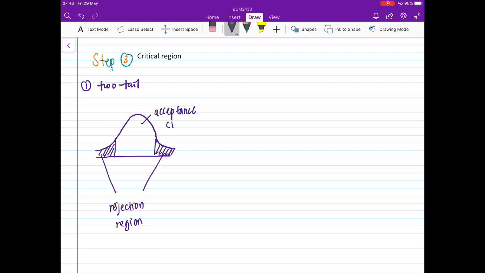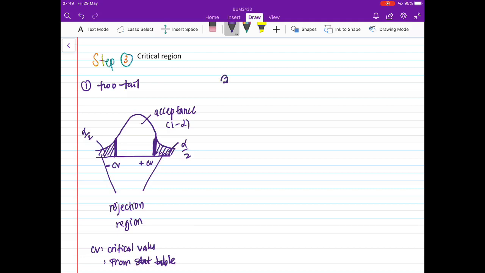Here is where your 1 minus alpha is located. Here is your alpha over 2, and here is your alpha over 2. How about the boundary that separates the acceptance region and the rejection region? We call it the critical value. CV is critical value. You will get this critical value from your stat table also. When you put the critical value on the left side, you must put the negative sign, and on the right side you must put the positive sign. So this one is for the two-tail.